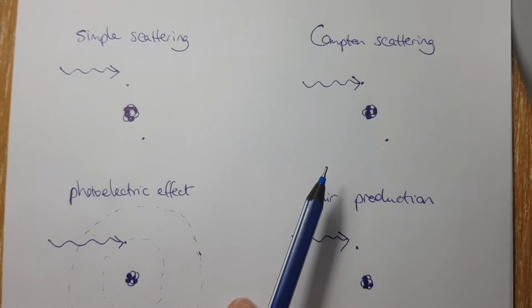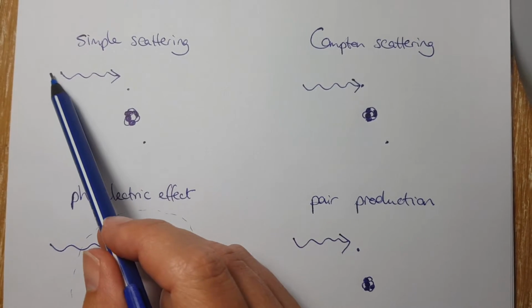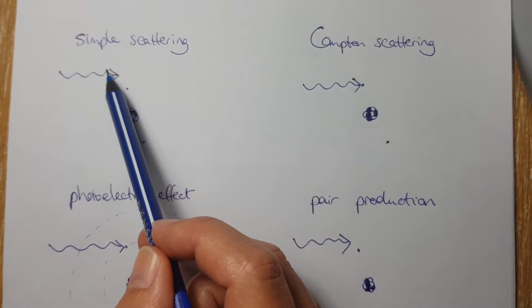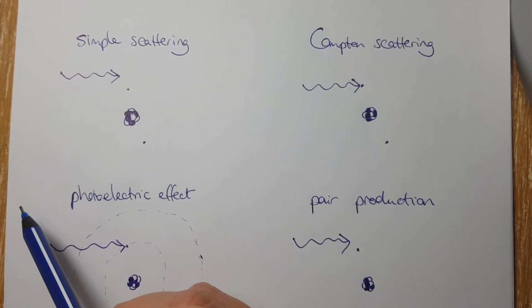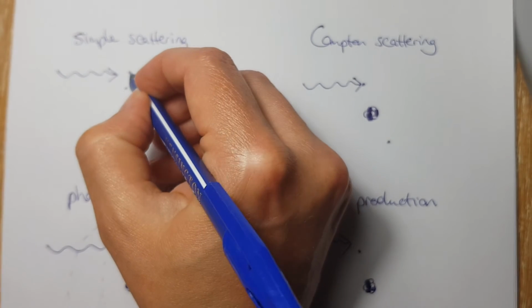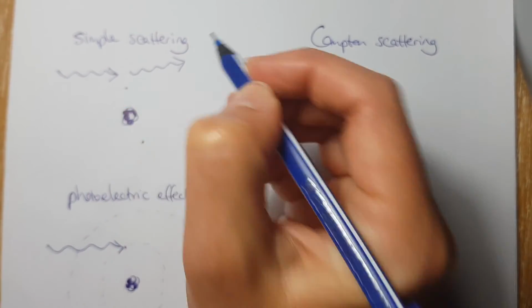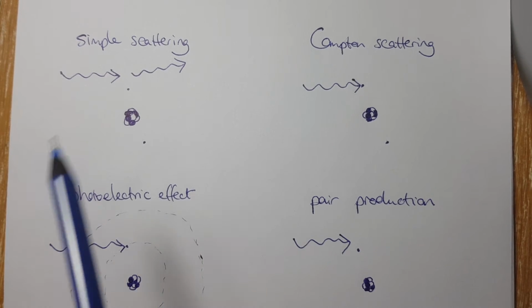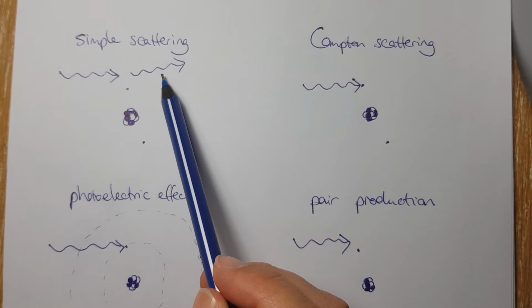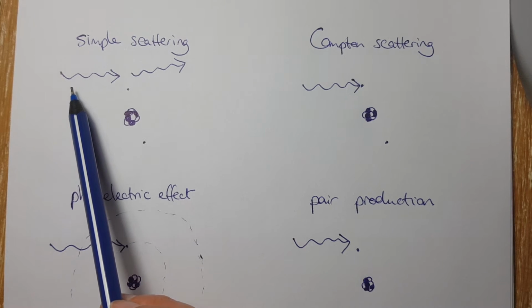Okay, in simple scattering, this is where you have a, relatively speaking, low energy X-ray. And all that happens is that it gets deflected a little bit. And the energy of the scattered X-ray is the same as the X-ray that came in.